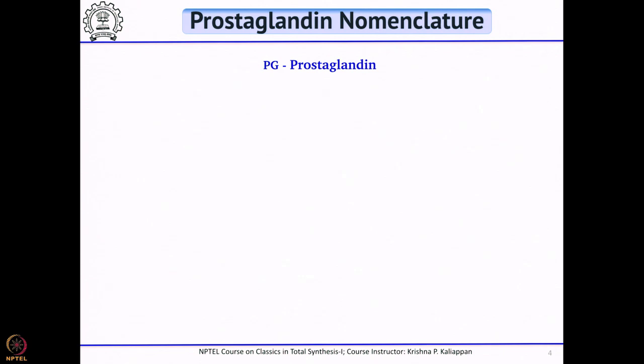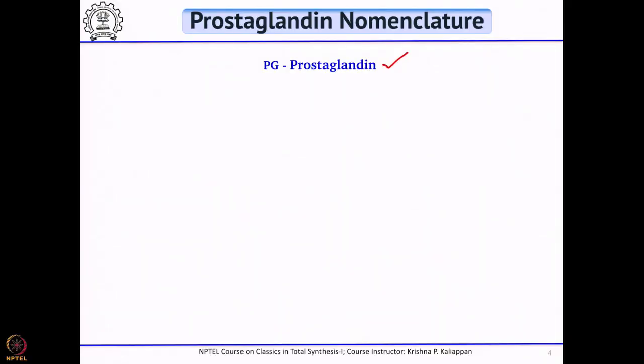Normally when you talk about prostaglandins, they write PG as the first two letters. PG represents prostaglandin. Then you see PGA, PGB, PGC, PGD, PGE, PGF. What are these additional letters A, B, C, D, E?